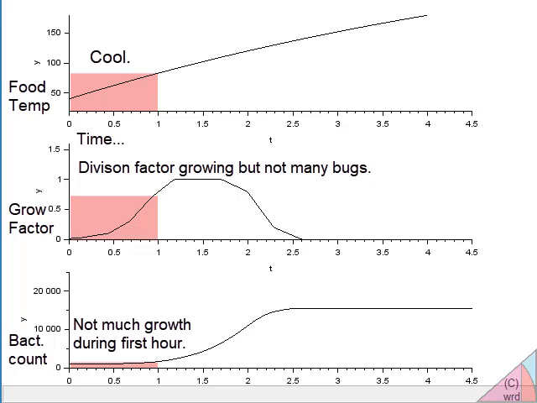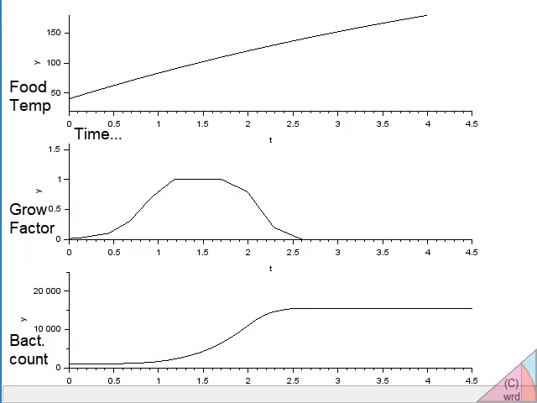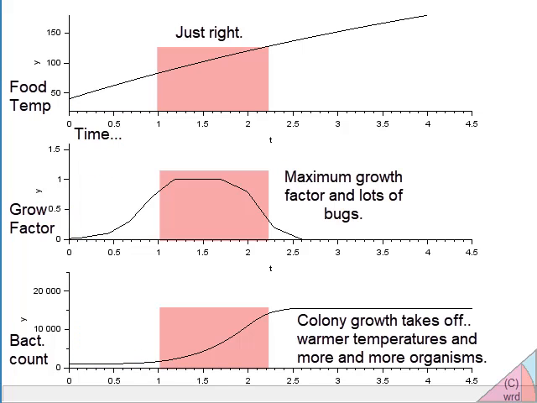Under 1 hour of cooking time there is very little colony increase. This is because lower temperatures and not very many organisms yet combine to keep the total low. Starting at about hour 1, bacteria colony growth explodes as more and more organisms combine with optimum temperatures, and colony size rockets up above 15,000 organisms.